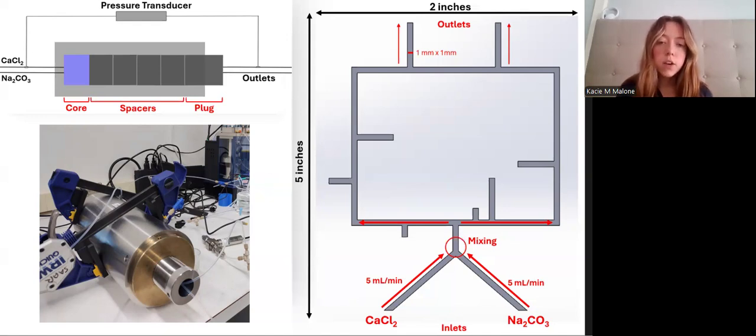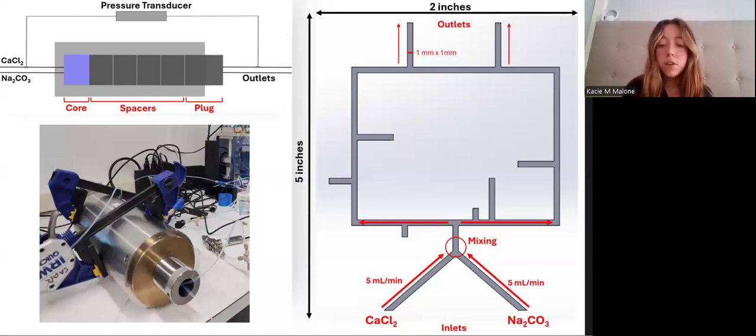So this diagram on the right here shows a close-up view of the etched geometry and channel design that was present on our 3D printed cores that we used. So as you can see, fluid begins to enter through the calcium chloride and the sodium carbonate inlet channels, both at a rate of 5 milliliters per minute. They experience induced mixing at this convergence point, and then will flow through the etched channel design, forming precipitate in regions that have fluid flux.